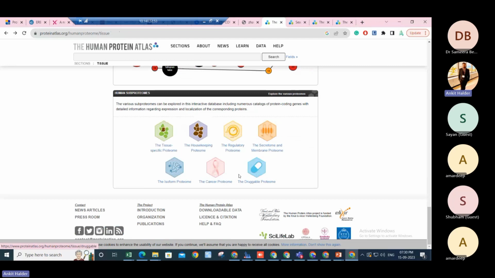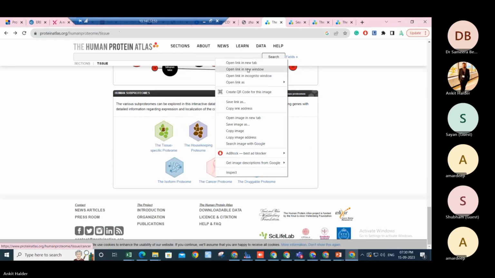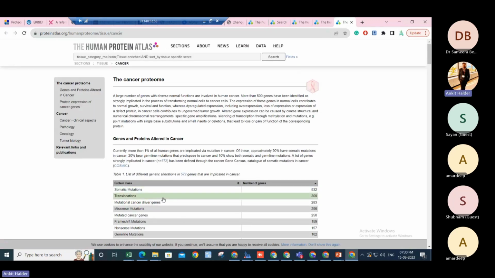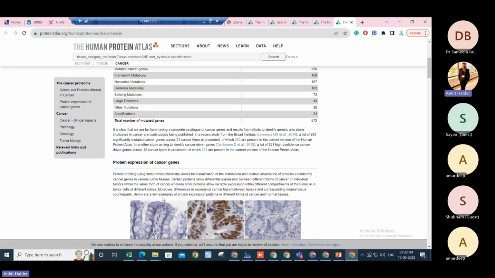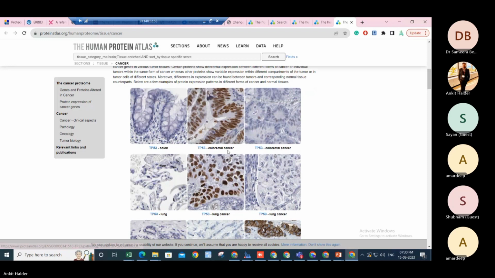Then if you are interested in the cancer proteome, the number of genes, somatic mutations and all, and the protein expression. TP53 in colon cancer: in colon, what is its expression level? In colorectal cancer, what is its expression level? This is one of the best ways for you to understand the expression levels and visualize them. A major thing is the immunofluorescence and immunostaining concepts, antibody based approaches, where you can visualize the thing and appreciate how it is working.